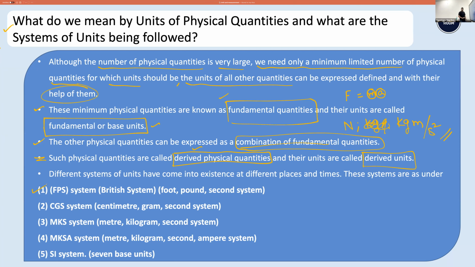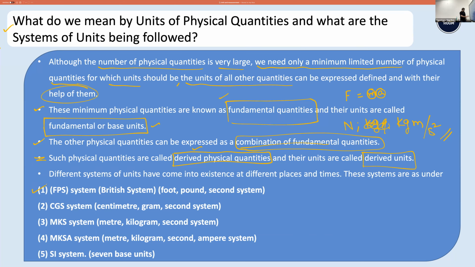One is called the FPS system. Whenever you give a name to a system, you give it in terms of mass, length, and time. So FPS: F stands for foot, which is related to length. Pound is related to mass, not weight, and second is related to time. So these are the three quantities based on which we define the system of units. Meaning, in the British system, everything will be measured in terms of foot, pound, and second.